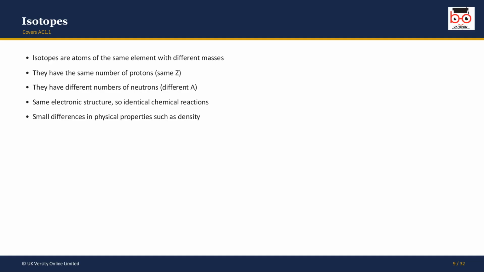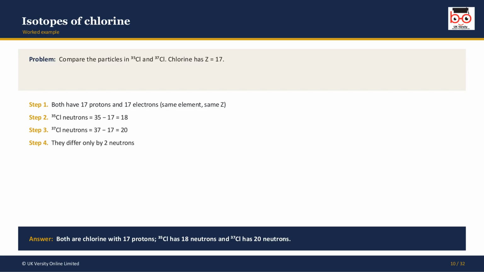Here's a subtlety. Isotopes are atoms of the same element that have different masses. They carry the same number of protons, so the same atomic number, but different numbers of neutrons. Because their electron arrangement is identical, they react in exactly the same way chemically, though physical properties like density differ slightly. Take the two isotopes of chlorine, chlorine 35 and chlorine 37, both with atomic number 17.